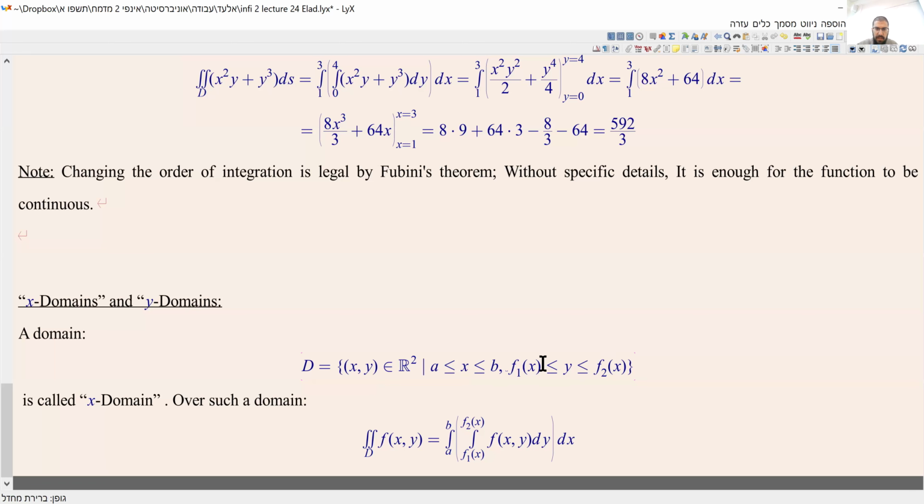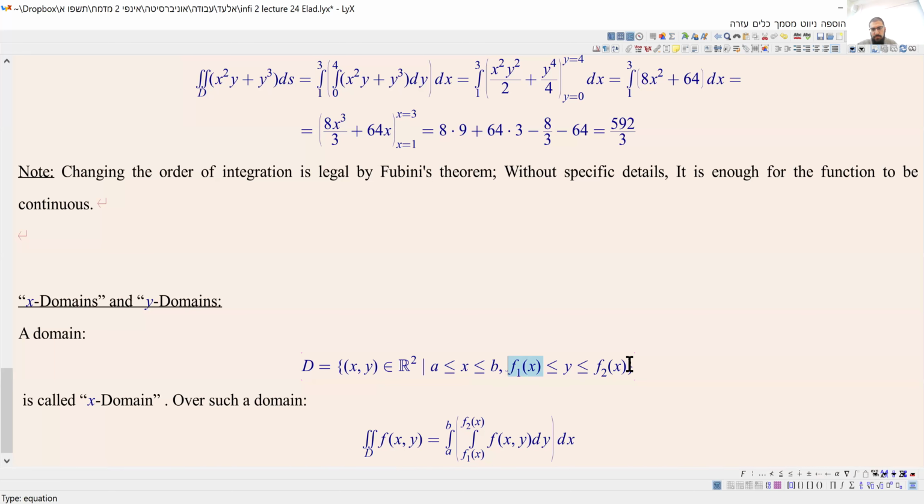I mean, one of them can be a constant. And when two of them are constants, that's just our rectangular domain. But when y is bounded between functions of x, while x is bounded by numbers, I call it an x domain, and this is the way, and the only way, to calculate the integral.